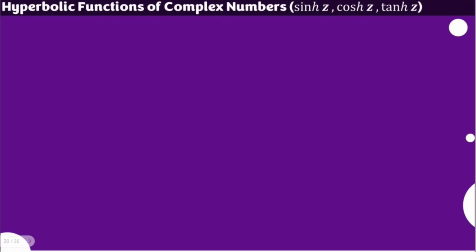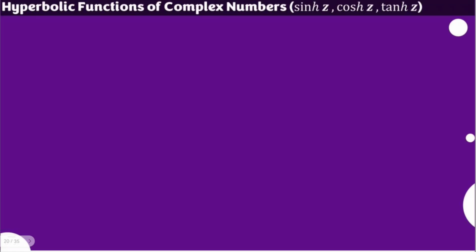This time, let's proceed to the hyperbolic functions of complex numbers. Now we have here the hyperbolic functions for sine, cosine, and tangent. We are going to provide here the equivalent forms and later on use them as we prove equivalent identities for hyperbolic functions of complex numbers. Let's start with our sine.